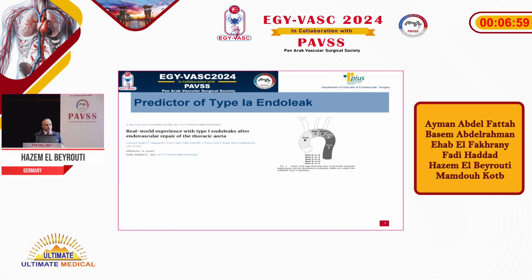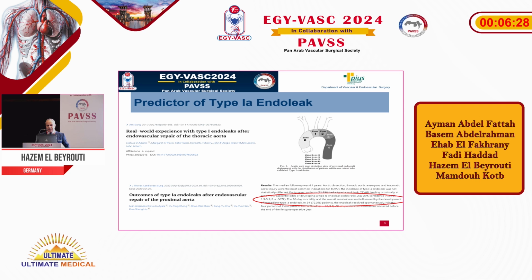In TEVAR, landing zones 3 and 1, by the Ishimaru classification, increase the risk of type 1 endoleaks, as the landing zone occurs in a curve. I mean here the proximal part of the stent, which is landing in the curve in the proximal part of the aorta, and the distal part in the curve of the aorta. And it's important to mention also that the 30-day mortality is up to 20%.